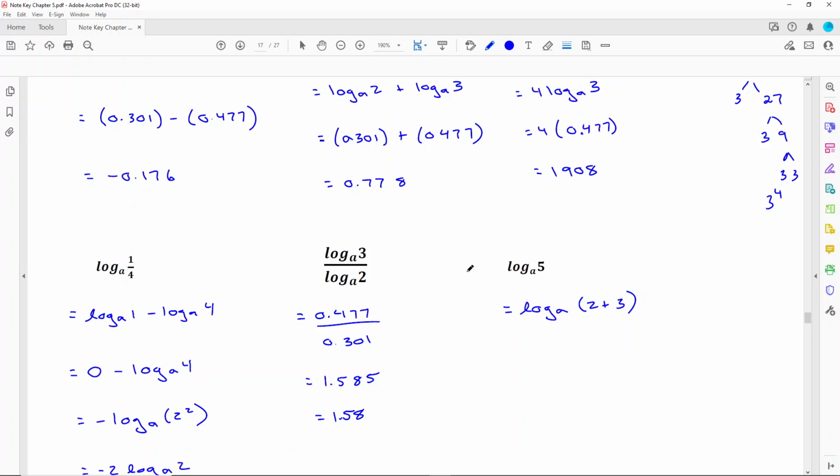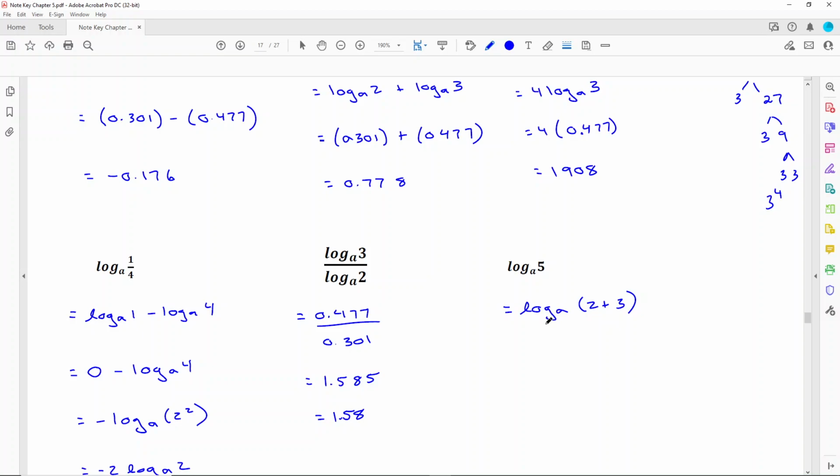One thing I see often, and I'm always hesitant to say it, is that people like to distribute the log through. They're like, oh, it's log to the base a of 2 plus log to the base a of 3. I'm like, logs don't work that way. This is not like a variable that you can distribute. It's saying that a to some exponent is 5, or a to some exponent is 2 plus 3.